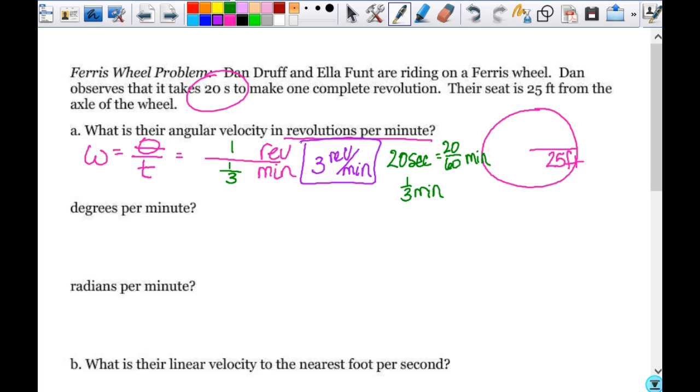Okay. If I want to do degrees per minute, then 1 revolution is how many degrees? 360 over how many minutes? 1/3, right? So basically, aren't I just multiplying the 3 times 360? What's 3 times 360? 1080, right? Yeah. You're confusing me with the 9 there. Okay. Degrees per minute.